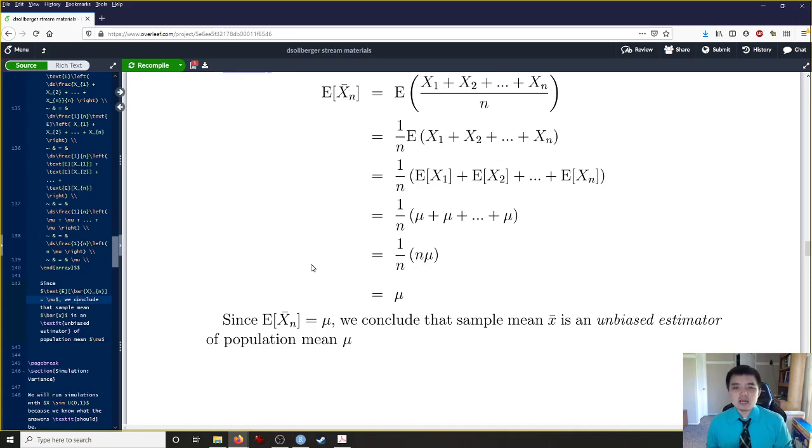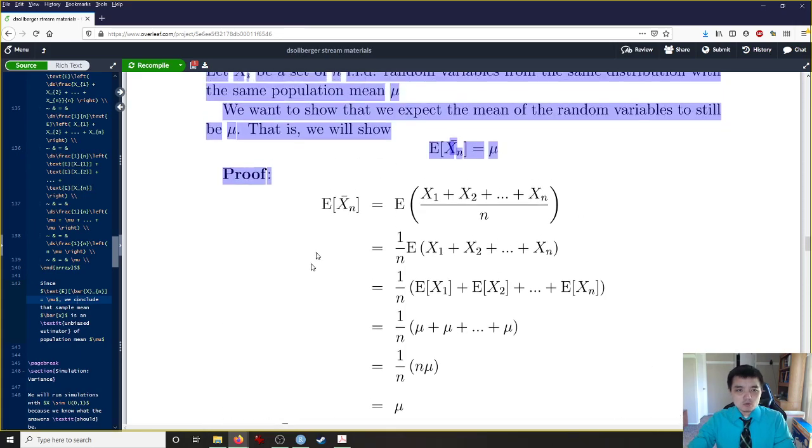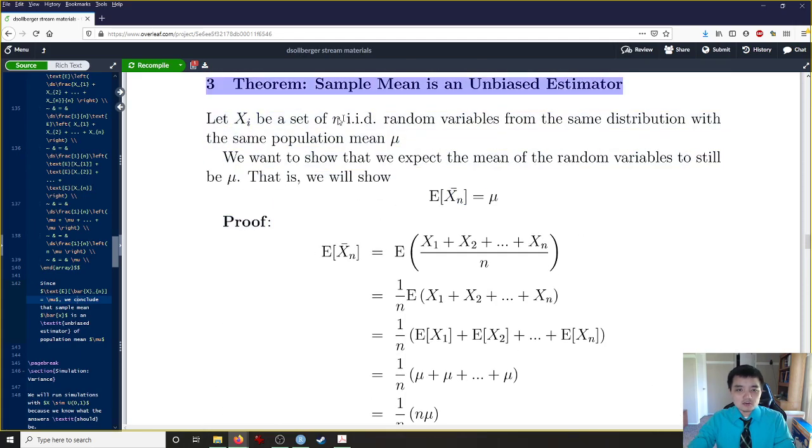Question from chat is, how do we know that all the expected values are equal to mu? Admittedly, that was the assumption at the very beginning, that xi's are iid. Since they're identical, we said that each one of them had the same population mean mu.